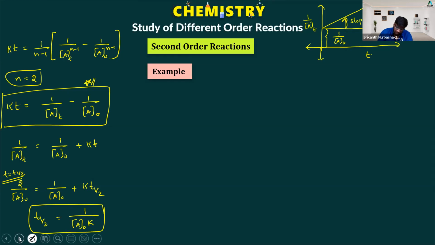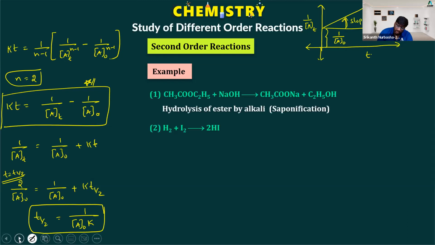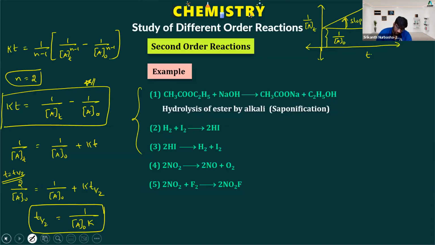We'll plot the graph in the next page. As an example, you can take hydrolysis of ester by alkali, saponification. H2 plus I2 gives 2HI. 2HI forms H2 plus I2. 2NO2 gives 2NO plus O2. All these are different examples of second order reaction.